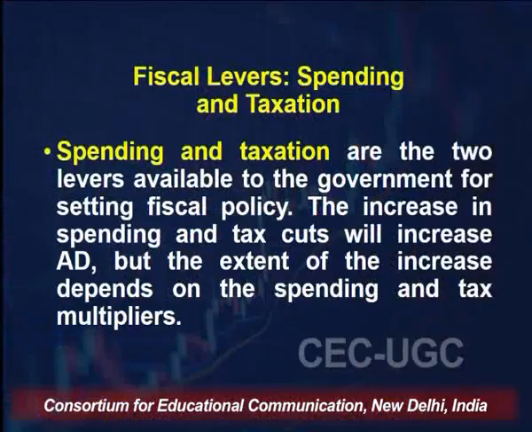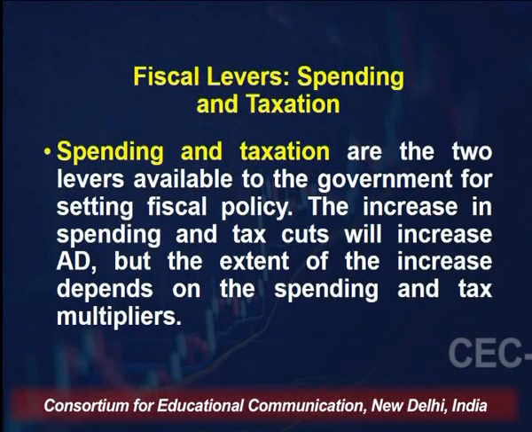So different instruments are there, and these are the basic instruments of fiscal policy which they utilize to achieve the targets or goals of the policy. Now, fiscal levers: spending and taxation. Spending and taxation are two levers available to the government for setting fiscal policies, as we have discussed.